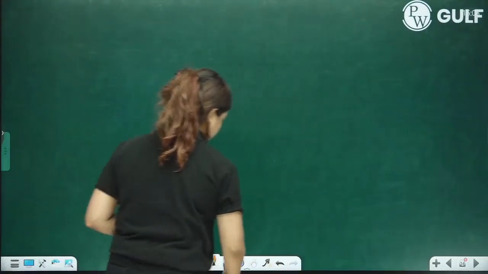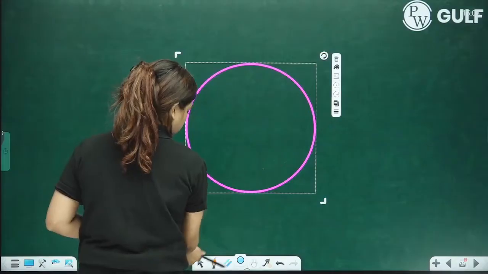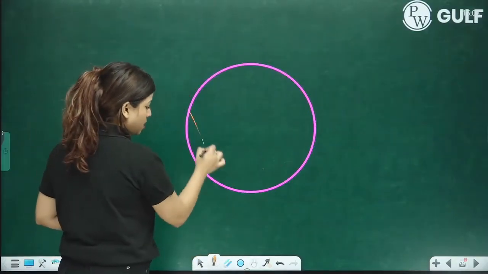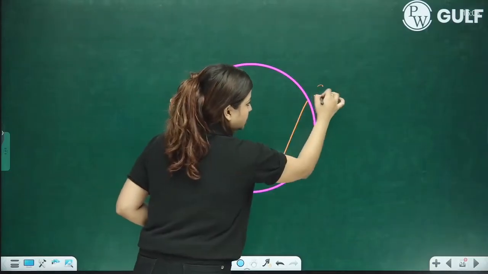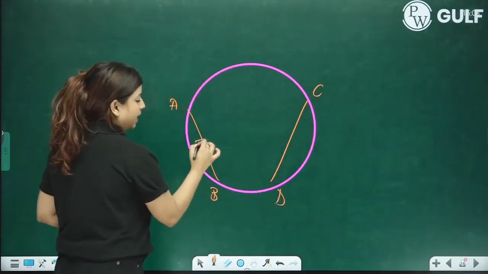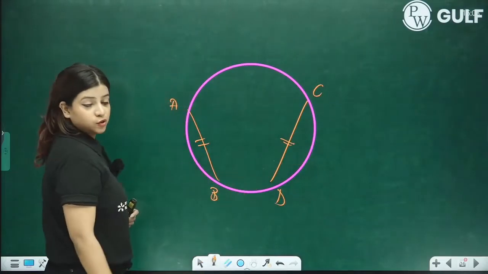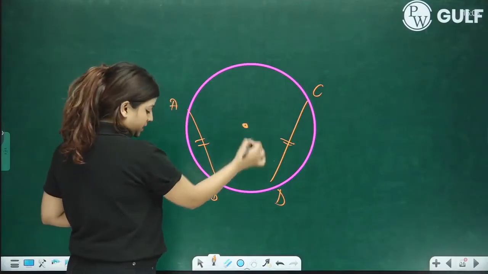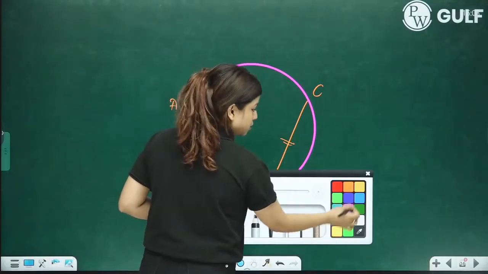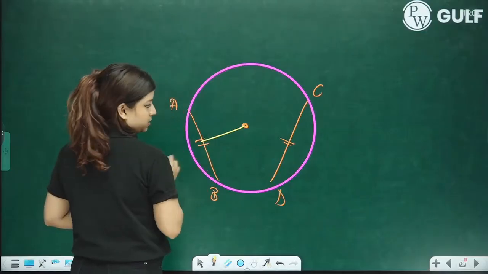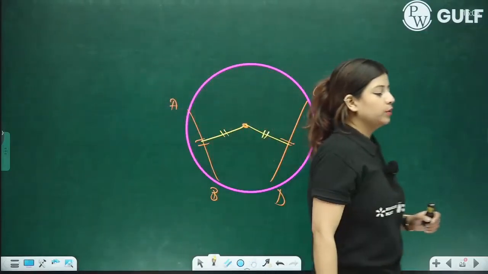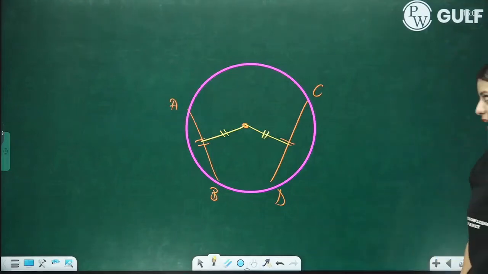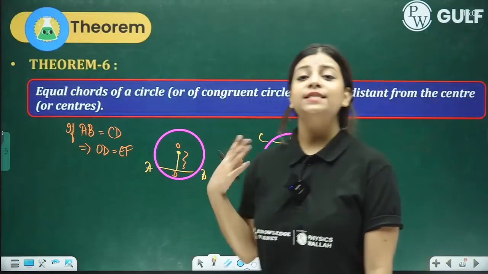Also, if these two chords are present in the same circle, for example, this is the circle, this is one chord, let's say AB, and this is another chord, let's say CD, and it is given that AB is equal to CD, and this is the center of the circle, students, then this distance and this distance will also be equal to each other. So this is what theorem 6 means.